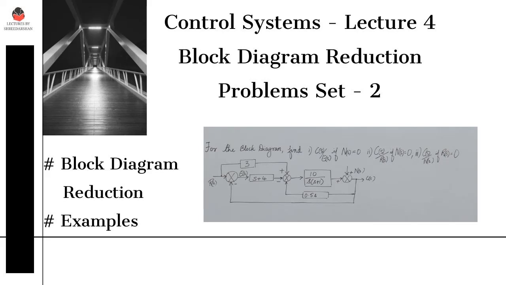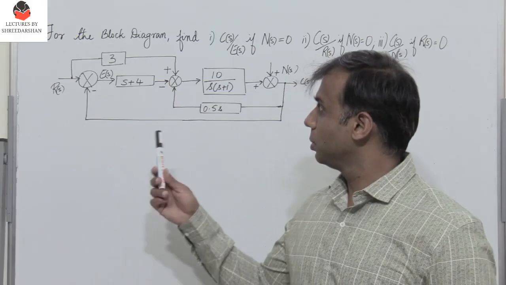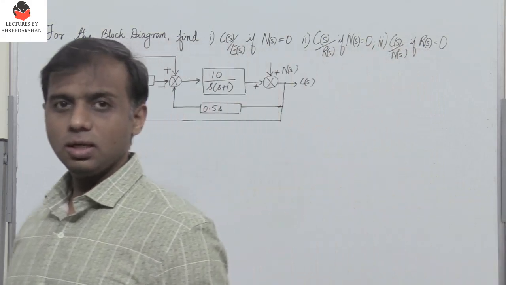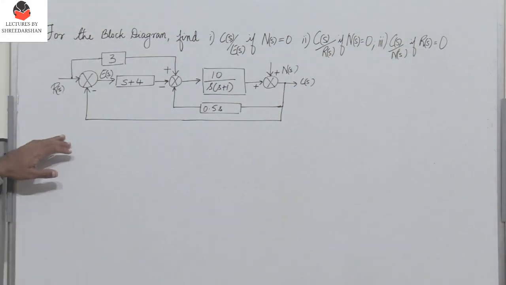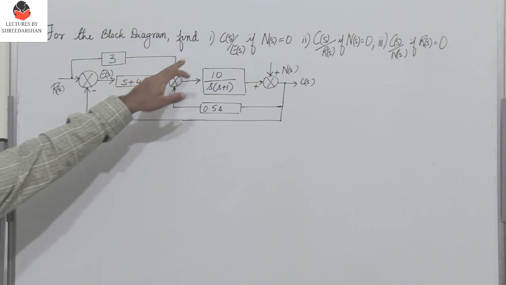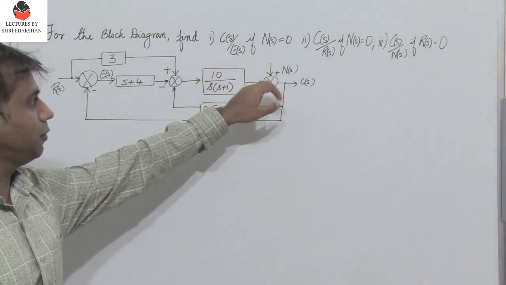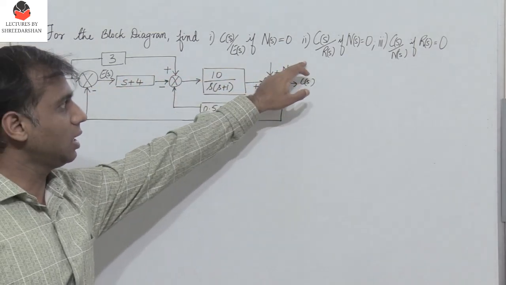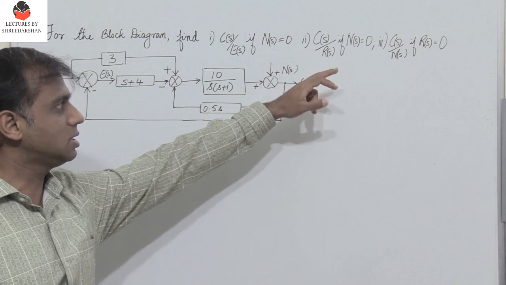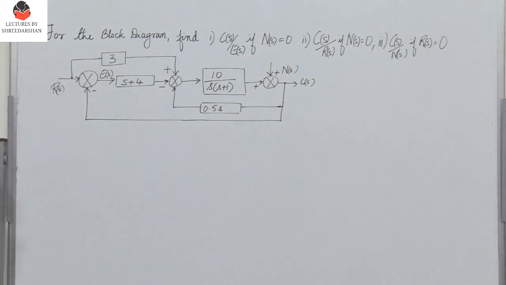Hello friends, so let us solve another interesting problem on block diagram reduction. So here there is a block diagram given and we need to find C(S) by E(S) if N(S) is 0, C(S) by R(S) if N(S) is 0, and C(S) by N(S) if R(S) is 0. So these are the three cases.